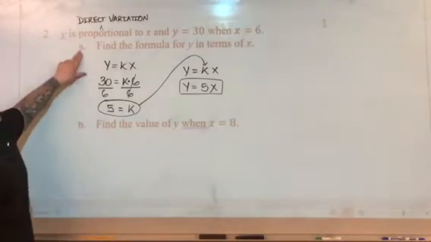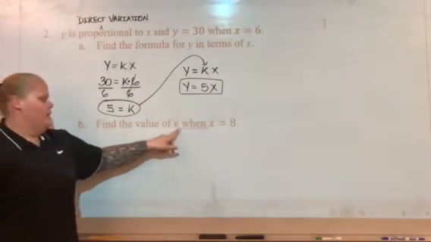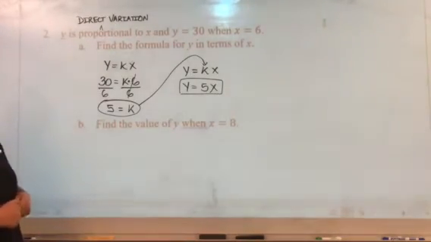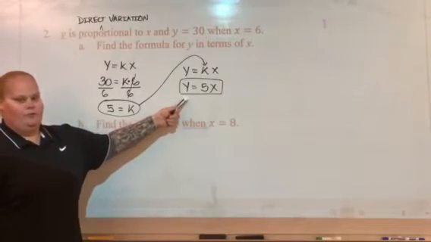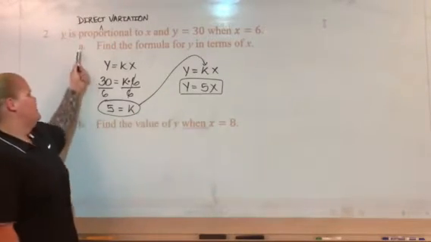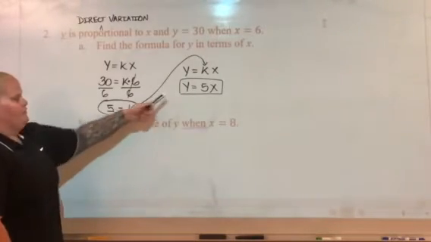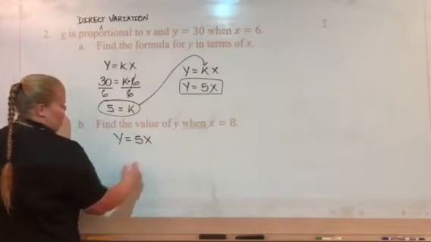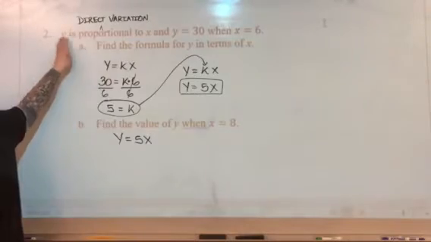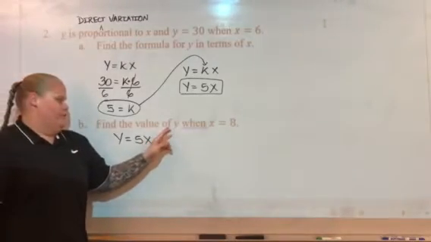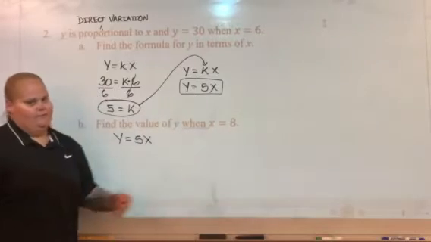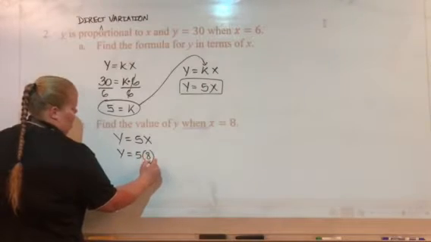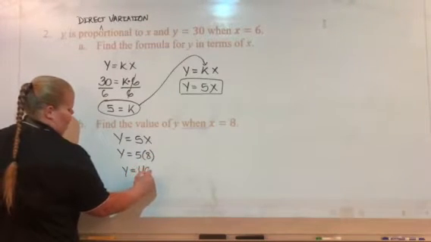Okay, so that was part A. Part B asks us to find the value of y when x is 8. So if we're trying to find the value of y when x is 8, and we just figured out what this formula is, since this is part A and part B comes right after it, we're still going to be using this equation, y equals 5x, right? Because they're both under the same set of directions. So find y when x equals 8. All we have to do is plug in 8 for x. So y is going to equal 40.